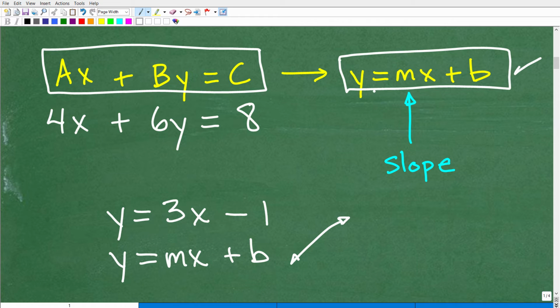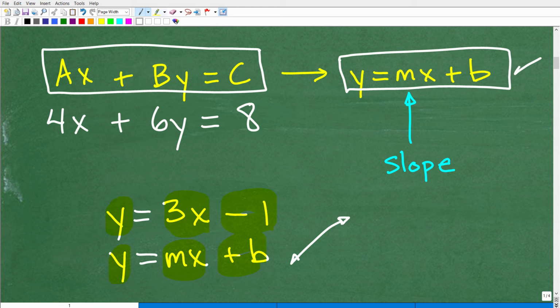So for a line to be in this y equals mx plus b form, you literally have to have a y all by itself on the left-hand side, and then you have a number in front of x, just like this. Sometimes you'll have a number after the x portion, but you don't have to; you may not have a y-intercept there. But anyways, what we want to do is rewrite this line in standard form.